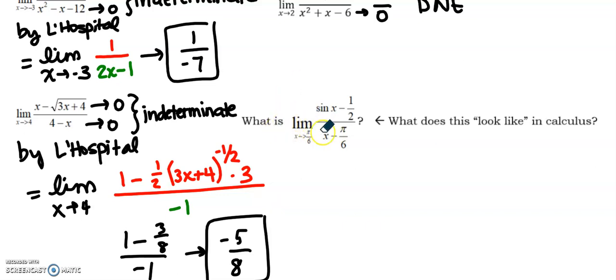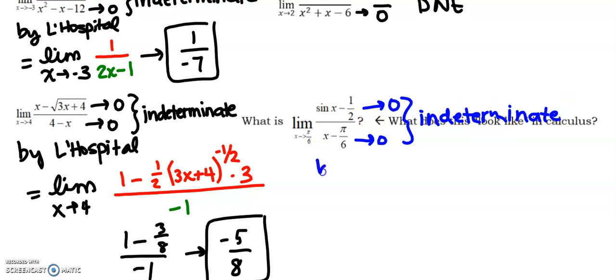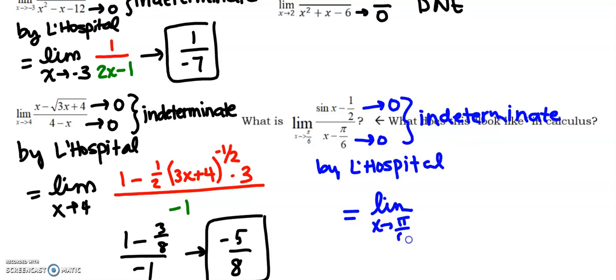Last one, right? This limit, if I try to just plug in pi over 6, direct substitution leads me to 0 over 0. So this is indeterminate. Of course, I'd still like for you to do this one using the limit definition of the derivative, but that's okay. This is indeterminate. So by L'Hopital's rule, this whole thing will be equal to the limit as x goes to pi over 6. The derivative of the top is cosine. The derivative of the bottom is 1. So direct substitution would say the cosine of pi over 6, which is the square root of 3 over 2.